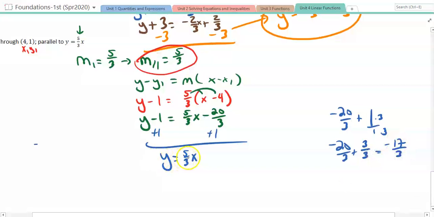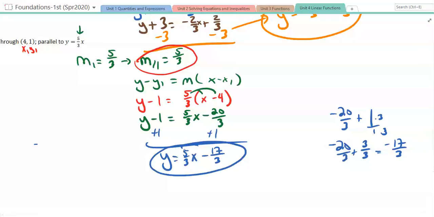And so I get y equals 5/3 x minus 17/3. This is the slope-intercept form of this line. So your assignment will contain these type problems on finding the slopes of parallel lines and also being able to find the equations of new parallel lines that go through a particular point. And so again, if you have questions, check out the Zoom chat or email me.